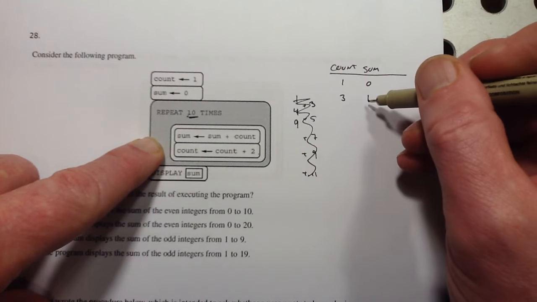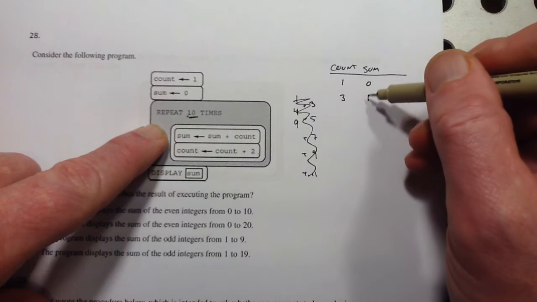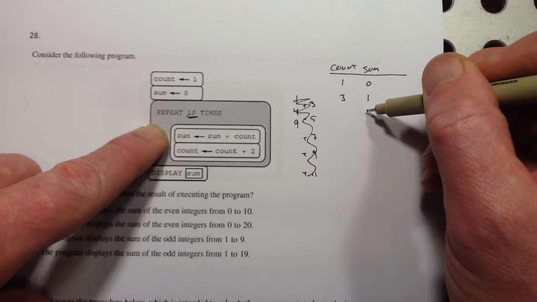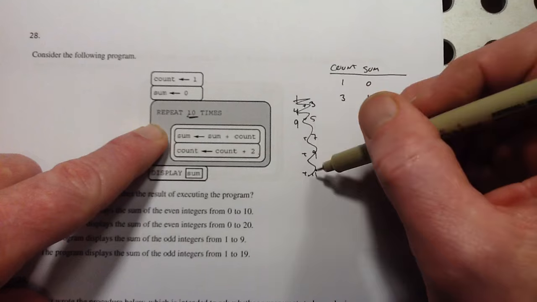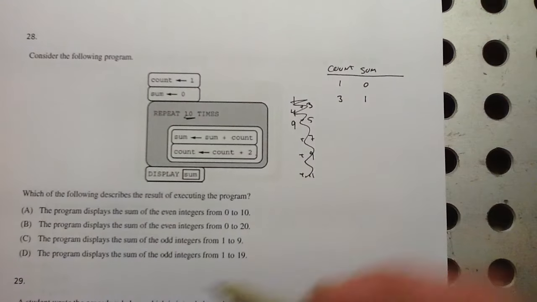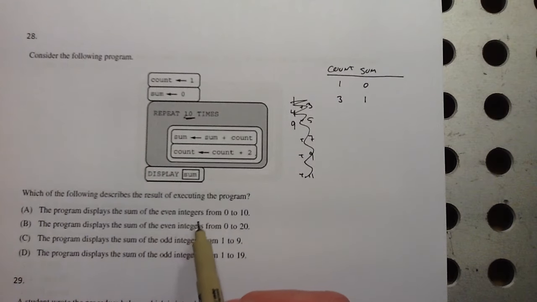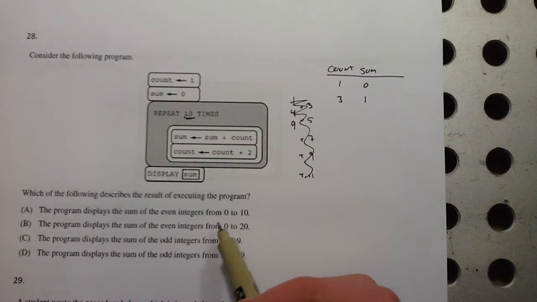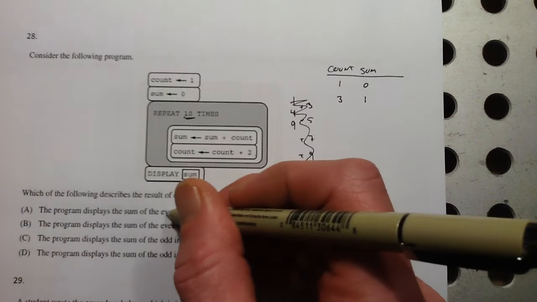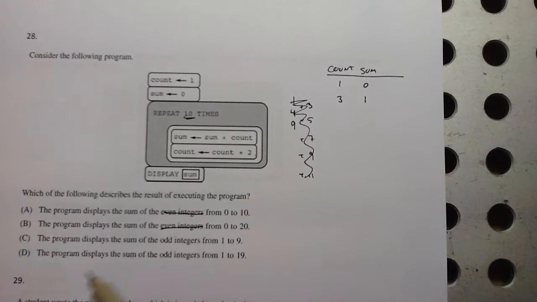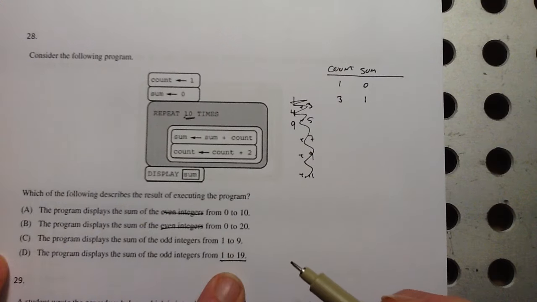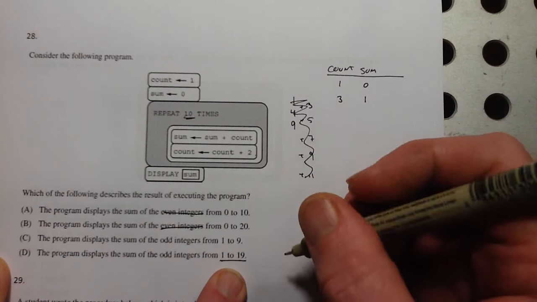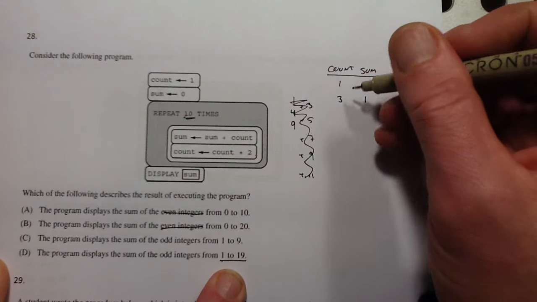And then I'm going to do it again. Sum is equal to, so I guess that is doing what I did here. So let's see, the program displays the sum of the even integers. No, definitely not. It's definitely not doing anything with even integers. The program displays the sum of the odd integers from 1 to 19. I think it's doing the odd integers from 1 to 19. So is that in fact what I'm getting?